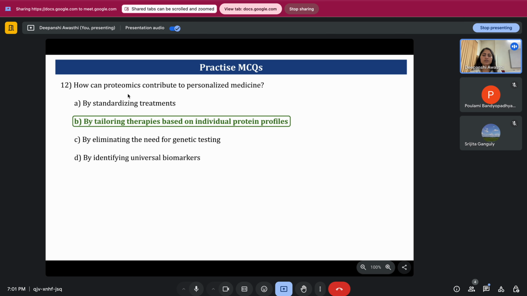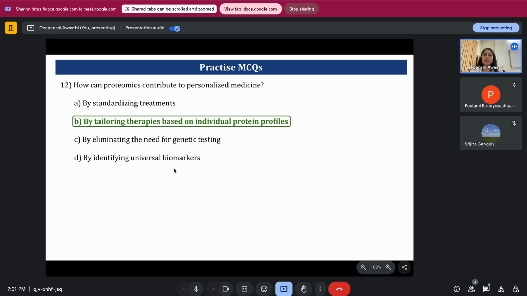So with proteomics, you try to identify the unique or individual protein profiles and then design the personalized medicine. Whereas you cannot standardize treatments, because we have seen that every individual responds differently to different treatments. So in that case, we cannot standardize treatment for all the people. And by eliminating the need for genetic testing, no, because we need genetic testing to be done, so it does not eliminate that.